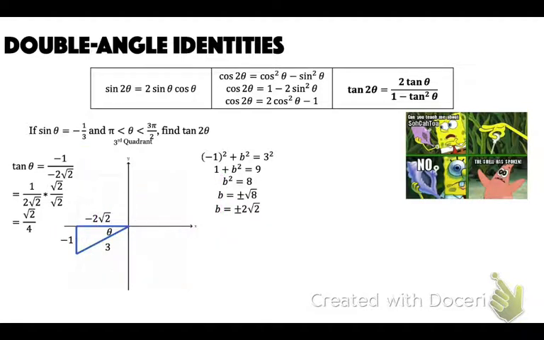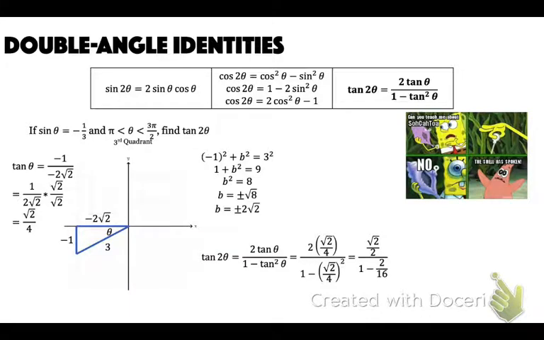Okay, so then I'm going to plug that into the equation. So tangent of 2 theta is 2 tangent of theta over 1 minus tangent squared. So that's 2 times the square root of 2 over 4, and then over 1 minus square root of 2 over 4, squared. You multiply that out and you get square root of 2 over 2 over 1 minus 2 over 16. Okay, I'm just simplifying these square roots.